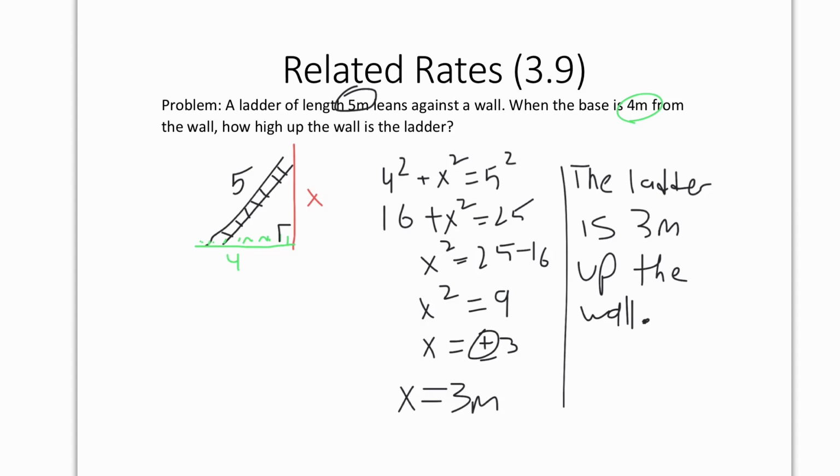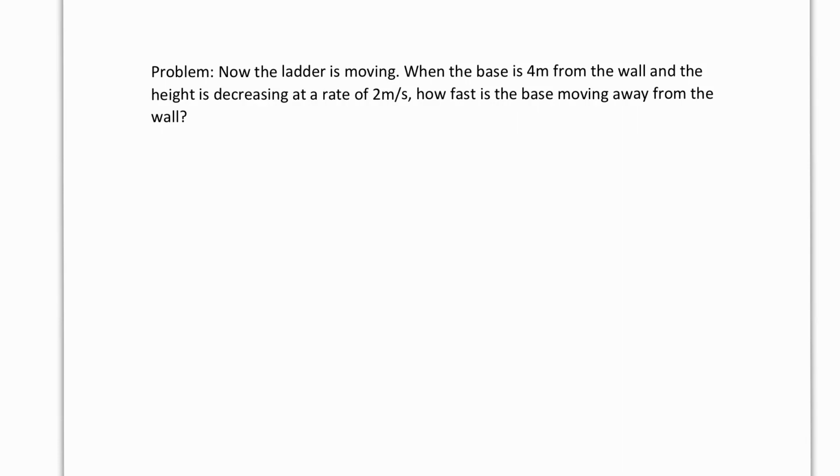Now, let's try to do that again, but this time with some calculus. So here's your next problem. Now the ladder is moving. When the base is 4 meters from the wall and the height is decreasing at a rate of 2 meters per second, how fast is the base moving away from the wall? Wow, that's a bit of a trickier problem. Pause the video and see if you can make any progress.